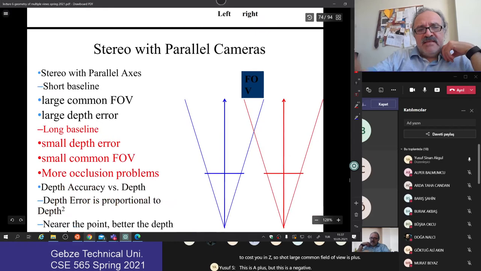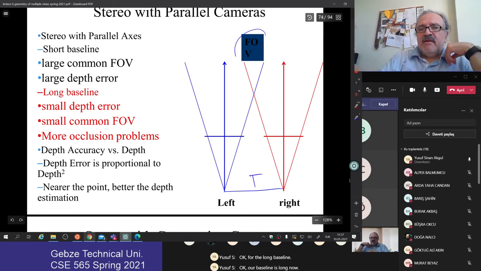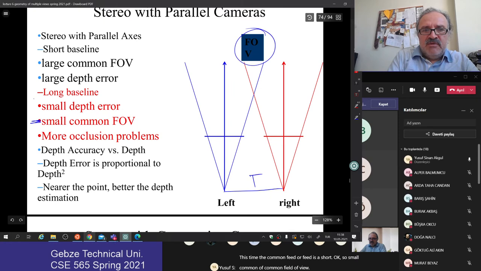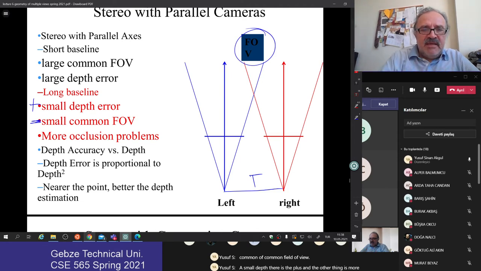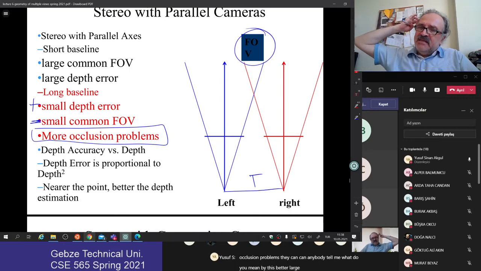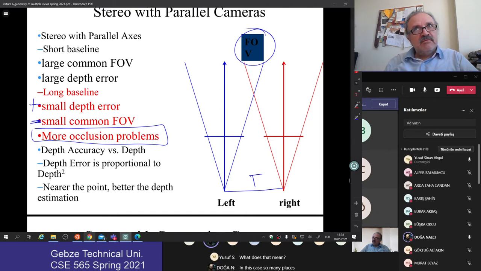For the long baseline, our baseline is long now. This time, the common field of view is small. So a small common field of view and small depth error is the plus. And the other thing is more occlusion problems. Can anybody tell me what you mean by this? With long baselines, there is a problem of occlusion. What does that mean? In this case, there are many places that the right eye sees but the left eye doesn't see.